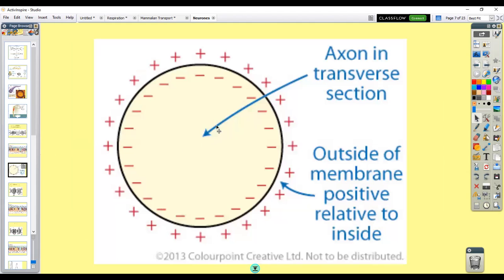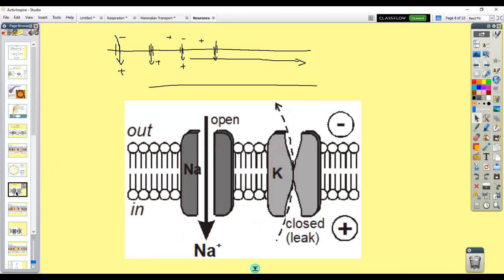Okay, and again, here's your resting membrane potential. So that's the cross section through your axon. Again, positive on the outside relative to the inside of the axon. Okay, now when there is a stimulus, then we talk about an action potential. The action potential will be caused, as I say, by a stimulus, which will be detected by receptors.